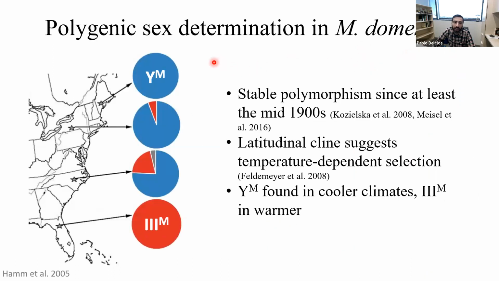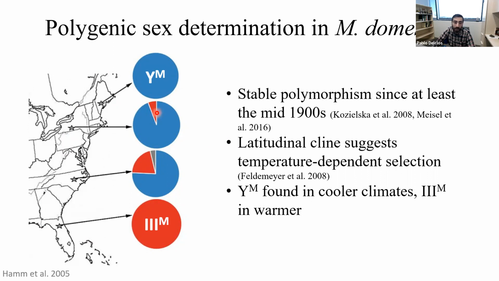So in nature, we find that polygenic sex determination has been maintained as this stable polymorphism between 3M and YM male types for at least over a century. YM and 3M males are distributed along latitudinal clines across multiple continents. Here I'm just showing you the eastern US, but this has been shown in Japan as well as Europe, where we find this same pattern where 3M are most common in the southern warmer climates, and the YM type prevails in the northern cooler climates.